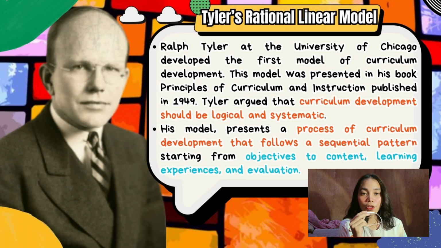Ralph Tyler at the University of Chicago developed the first model of curriculum development. This model was presented in his book Principles of Curriculum and Instruction, published in 1949. Tyler argued that curriculum development should be logical and systematic. His model presents a process of curriculum development that follows a sequential pattern, starting from objectives to content, learning experiences, and evaluation. Like I said earlier, this ensures a goal-oriented model.